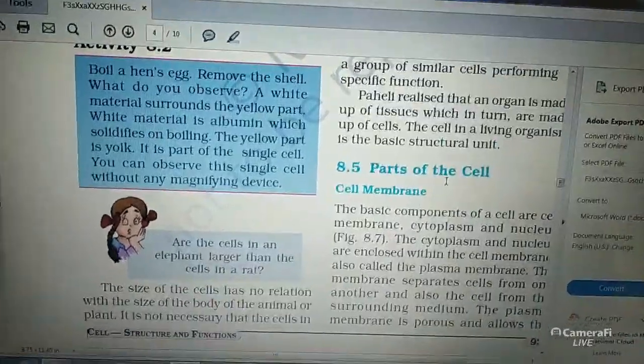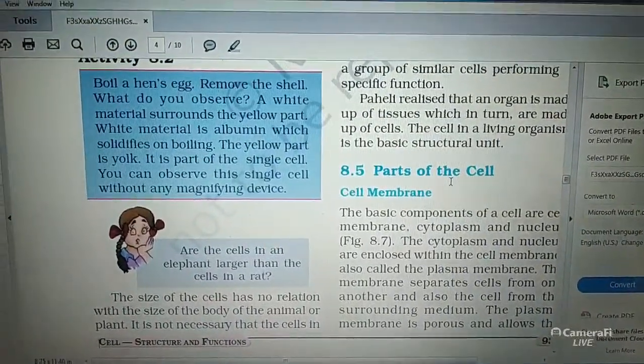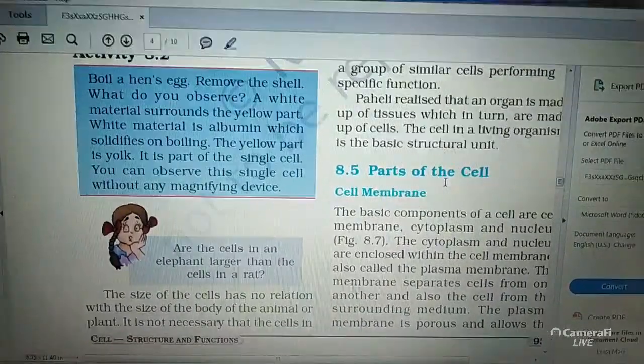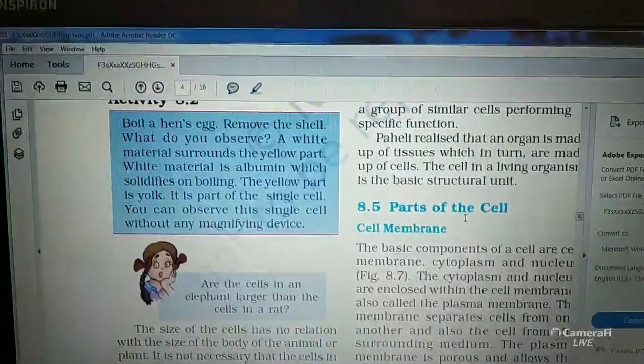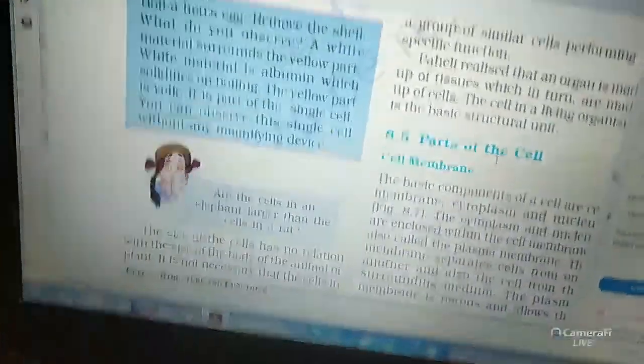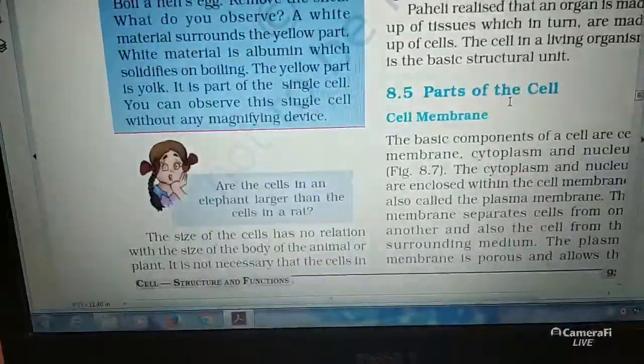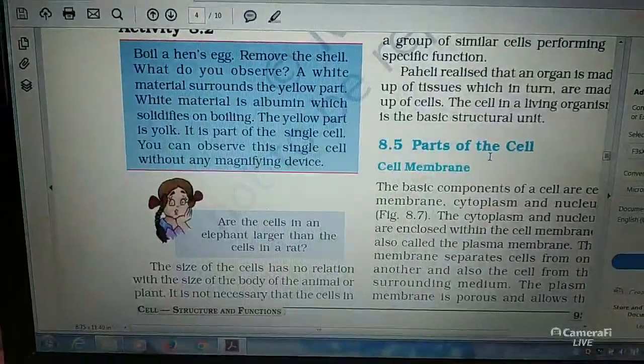They don't have a definite shape like the red blood cells, so it has not been given. Next I'll show you. Definitely I'll show you a picture of white blood cell.